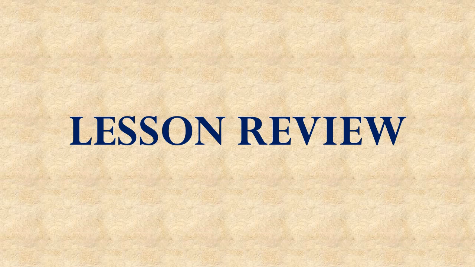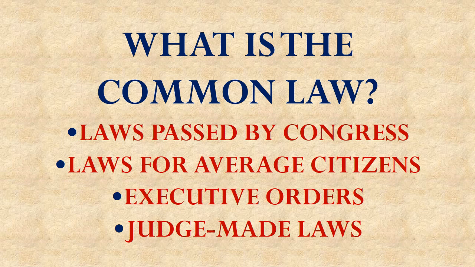Okay, so now let's review what we learned in this lesson. What is the common law? Is it laws passed by Congress, laws for average citizens, executive orders, or judge-made laws? The common law is judge-made law. It's where judges make up rules that then are followed by later judges, where they effectively become like law without having ever been passed by a legislature.